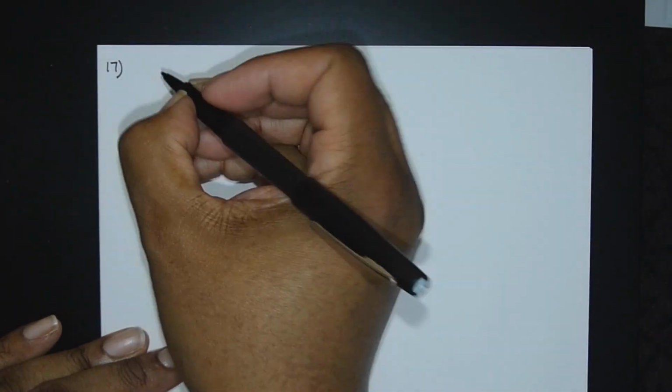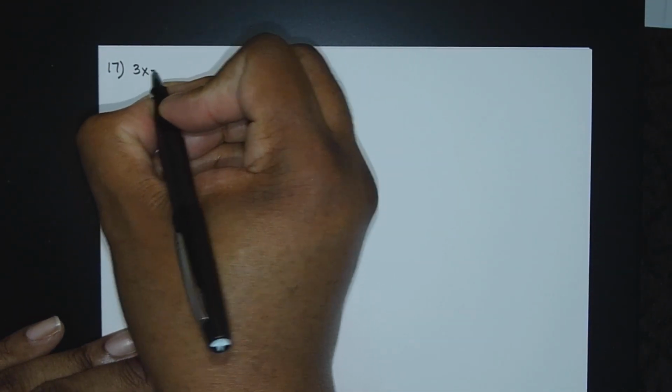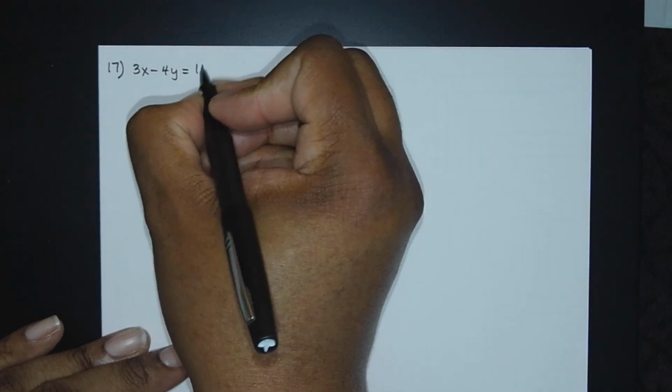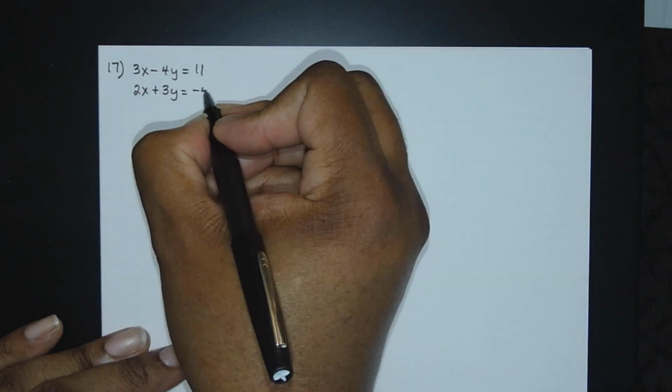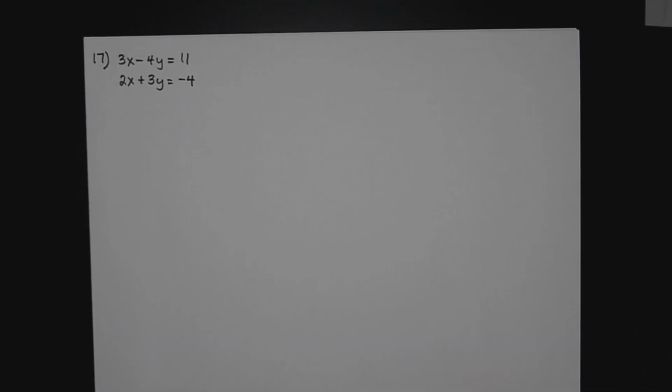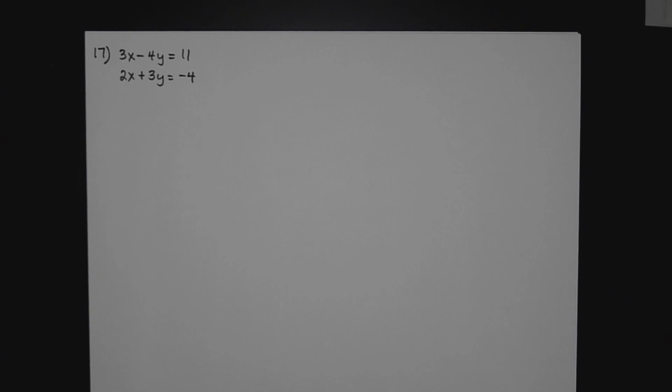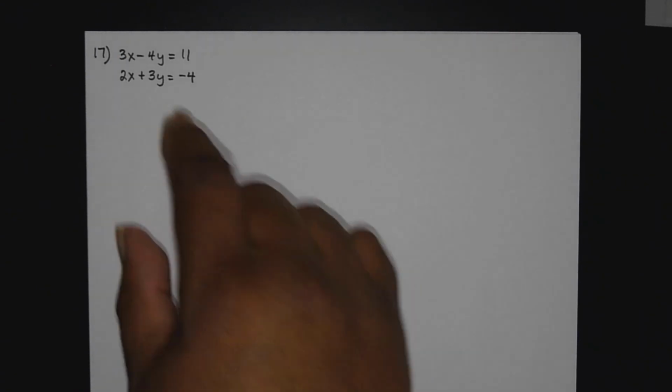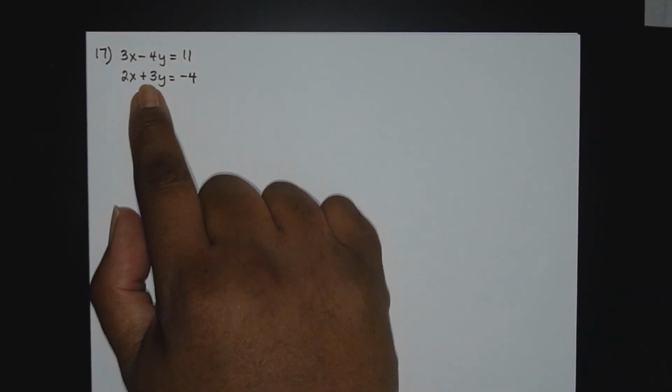In problem number 17, you have 3x minus 4y equals 11. The second equation is 2x plus 3y equals negative 4. All right, now, I would prefer to use the elimination method because it'll be difficult to use substitution because you have to get y by itself and you're going to be dealing with some fractions here. Now, which variable would you like to eliminate, x or y? All right, let's eliminate the y because I got a minus sign here and a plus here.